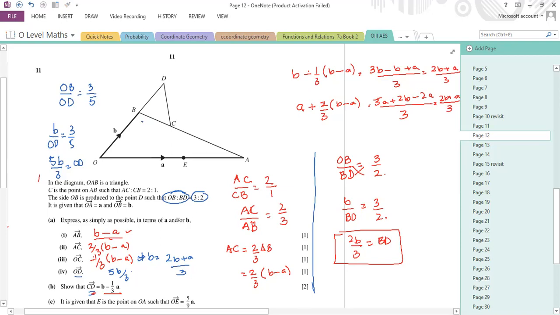This is BC, which was one third of B minus A. Plus B is one third of B minus A. And now CD we have to calculate from C to D. And BD we already have.